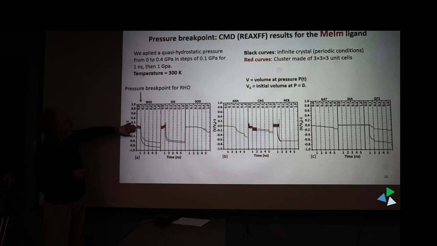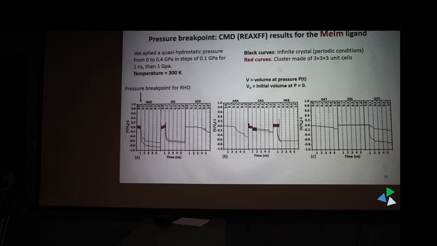But for the SOD structure here, you see that as soon as we apply a pressure of 0.1 gigapascal, the volume decreases very quickly, meaning that the structure collapses to a large extent. This is the same for the GIS structure, for the CAG, for the quartz. Now, if I asked you which structures are the most robust, you would probably tell me it's DIA, because the volume doesn't change at all with pressure.